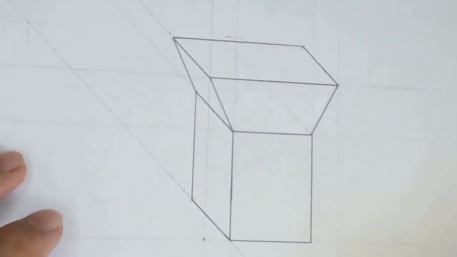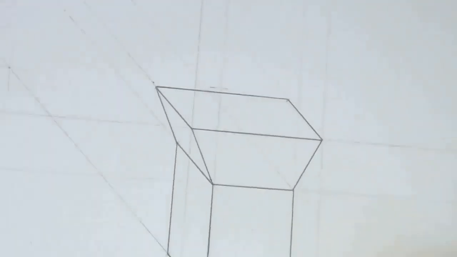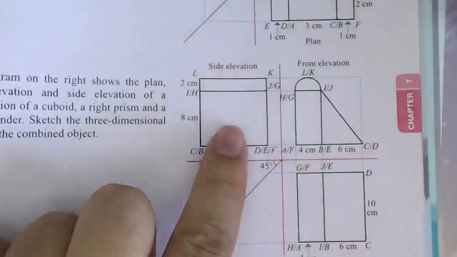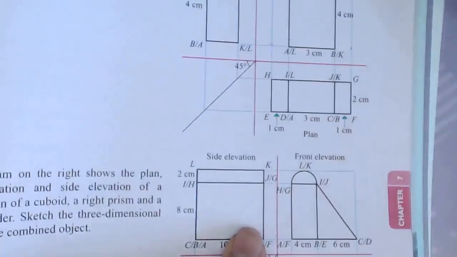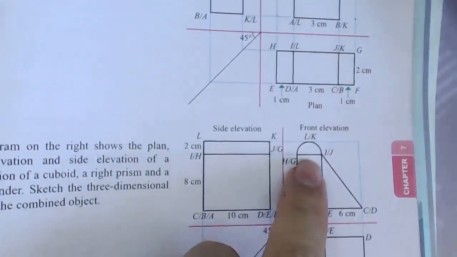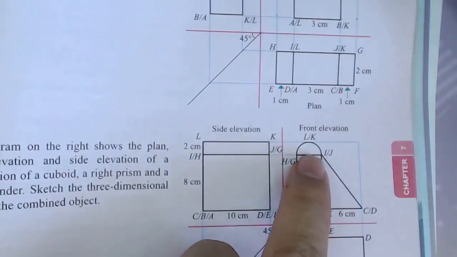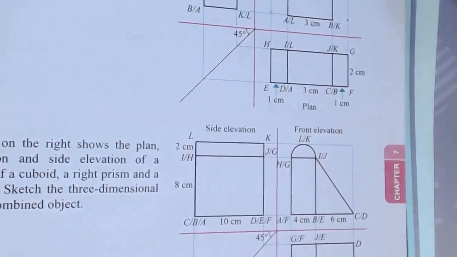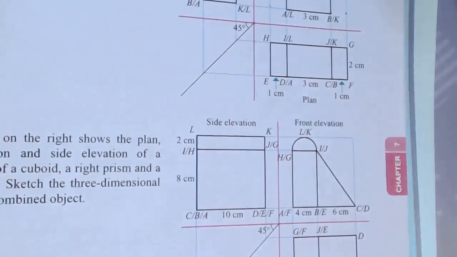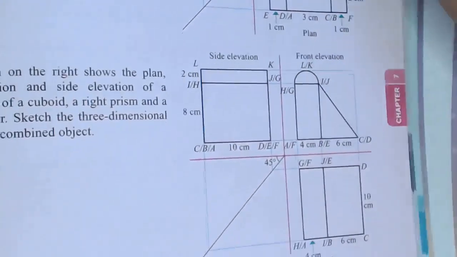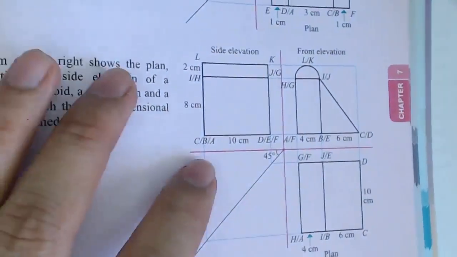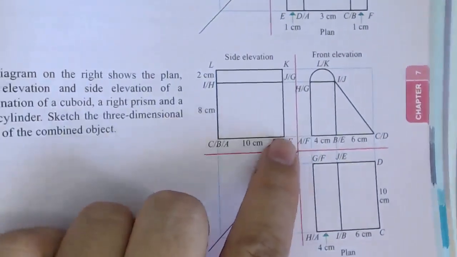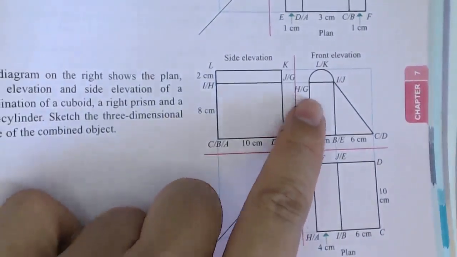Now let's do another one, shall we? Let's do this next one. This time it looks different. Why? This time it has this semicircle here, a curved part. So how is it going to look if we draw a three-dimensional shape which has a curved part? How do we draw the 3D shape which has a curved part?